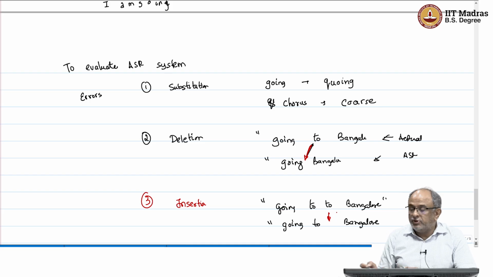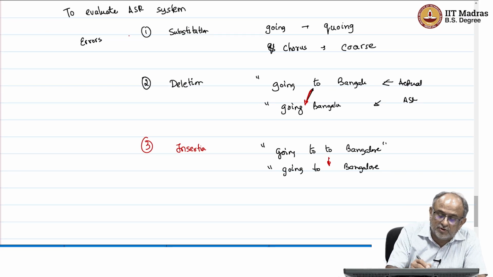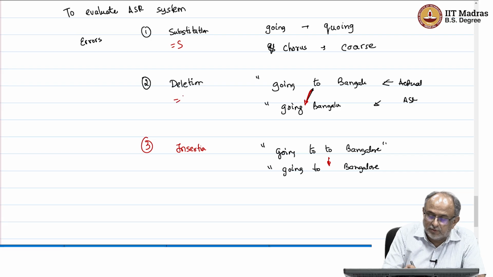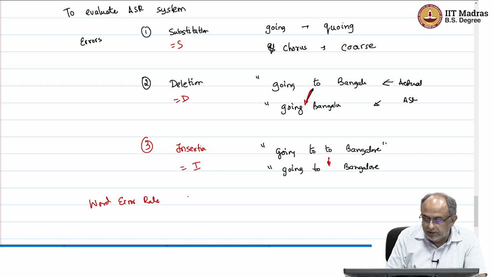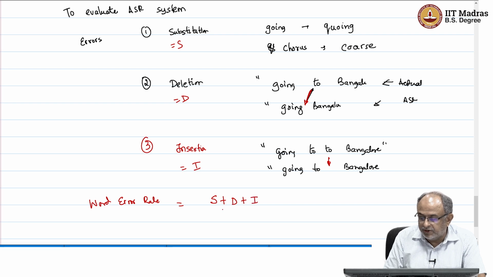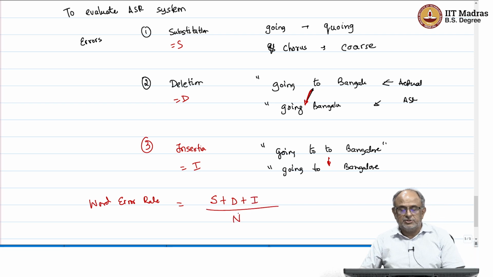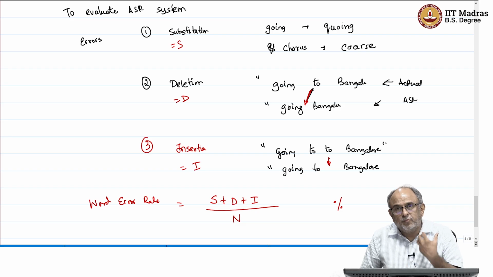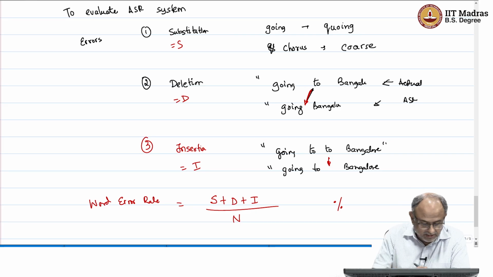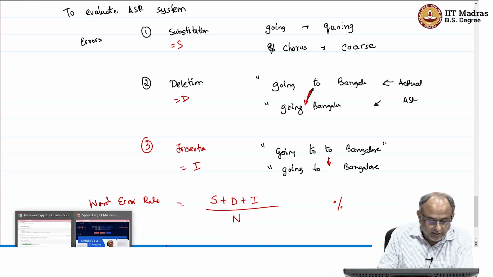The total error is computed. This is indicated by S, D, and I. So, the word error rate is the number of substitutions plus number of deletions plus number of insertions, divided by the total number of words, expressed as a percentage. This is the error rate. Since it is an error rate, the better the system, the lower the error will be. That is the basic idea. This is another point we should be aware of.